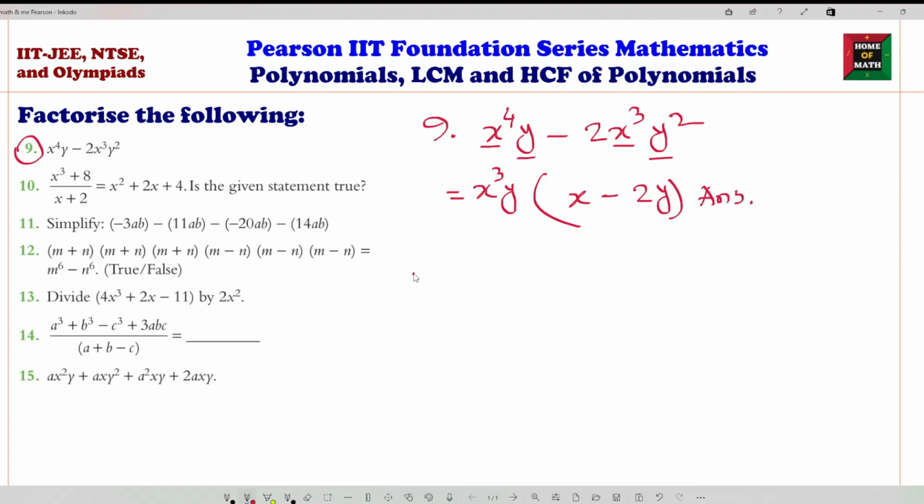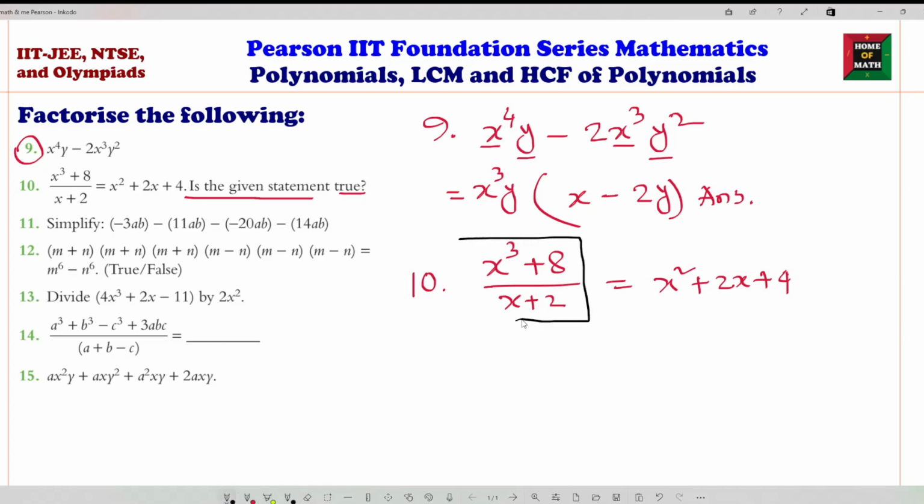Okay, now number 10: x cube plus 8 divided by x plus 2 equals x square plus 2x plus 4. Is the given statement true? So first we have to factorize this one. Here is x cube, we can write x to the power 3, plus here is 8, we can write 2 cube. Then here is x plus 2.